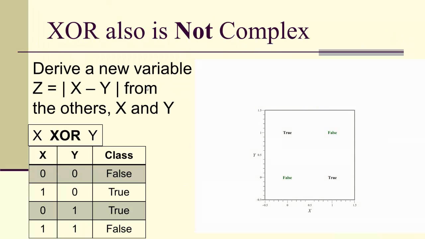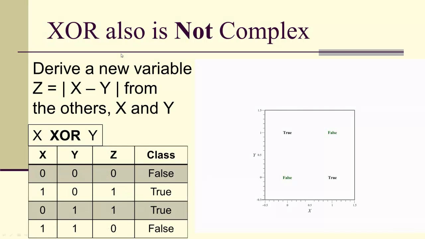However, we can introduce a new variable. This new variable z is going to be the absolute value of x minus y. Notice that I'm going to use false, true, true, false, so you can see that representation better geometrically. So let's look at what happens when we add the z. The absolute value of x minus y is 0. 1 minus 0 is 1, absolute value 1. 0 minus 1 is negative 1, but an absolute value of 1. 1 minus 1 is 0, absolute value of 0.